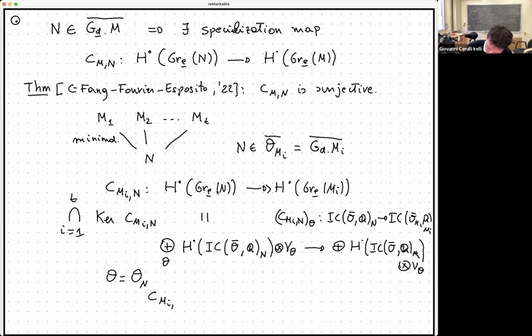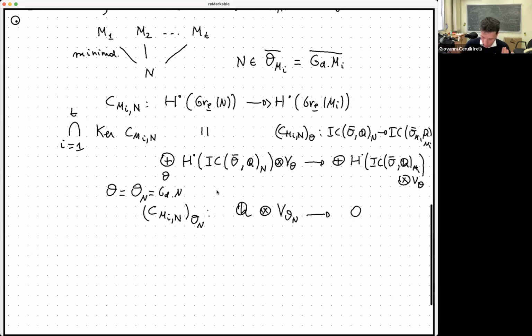So what is c_{M_i,N} on O_N, the orbit of N? Well, this goes from Q, because if we plug in here, we just get Q tensor V_{O_N} into zero, because there are no orbits between the orbit of N and the orbit closures of N. So O_N is not contained there. This is just to motivate the following fact: if V_{O_N} is non-zero, then the intersection of the kernels of the maps c_{M_i,N} is non-zero.